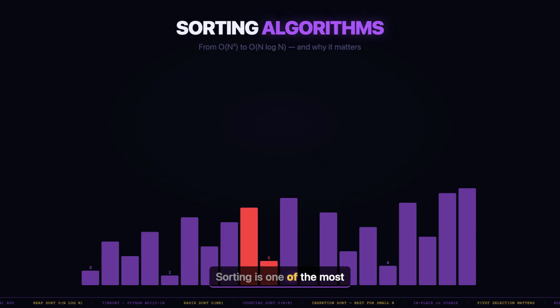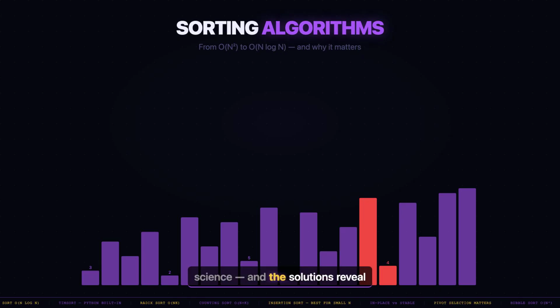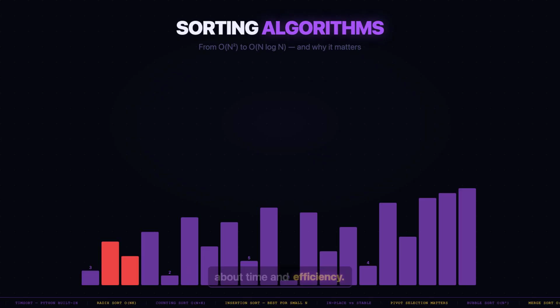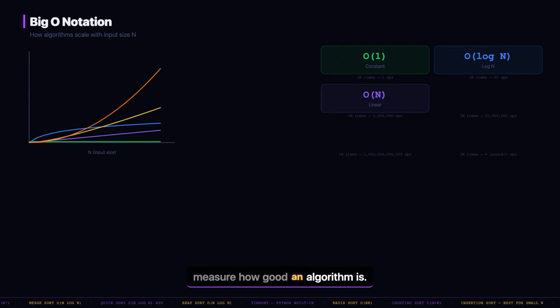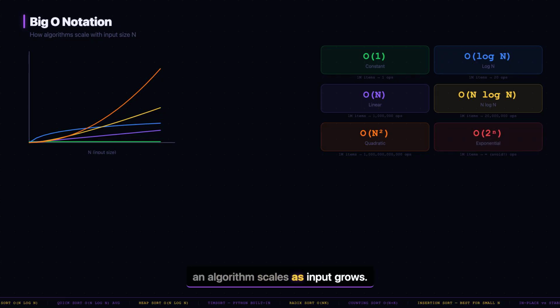Sorting is one of the most studied problems in all of computer science, and the solutions reveal something profound about how we think about time and efficiency. Before we sort, we need a way to measure how good an algorithm is. Big O notation describes how an algorithm scales as input grows.